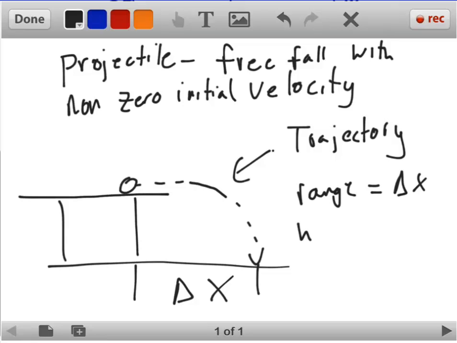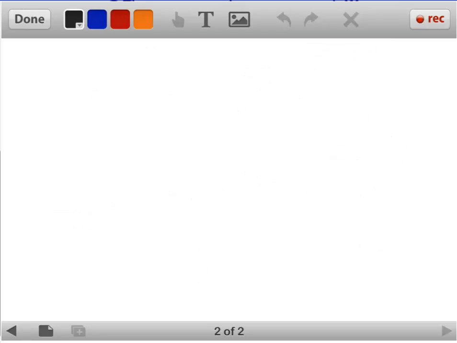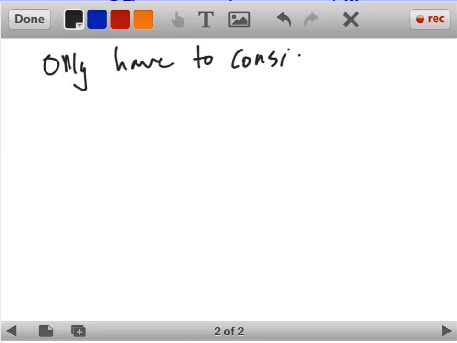The height is exactly what it sounds like. Generally, this is measured from the ground. Okay, what's the highest point on that thing? So the maximum height, so the maximum vertical position, I'm going to say maximum y, okay? And we can get all this information, but really, since it's a free fall problem, it's a pretty straightforward thing. We only have to consider gravity, okay?